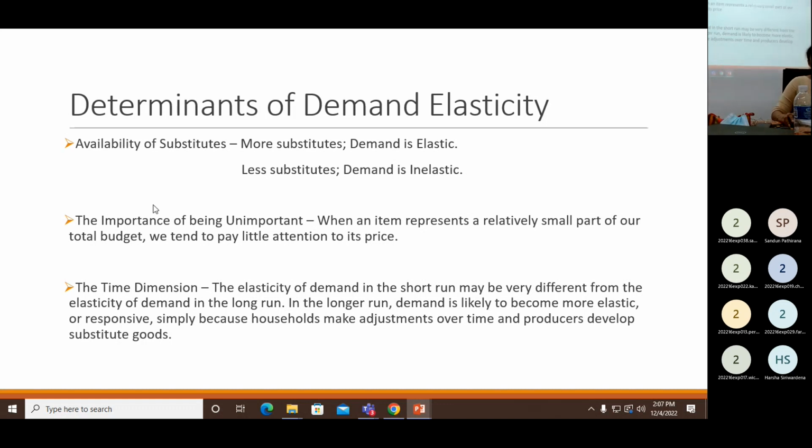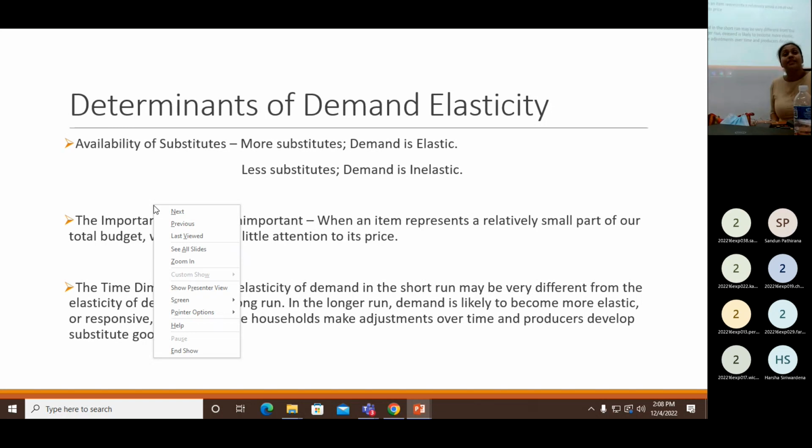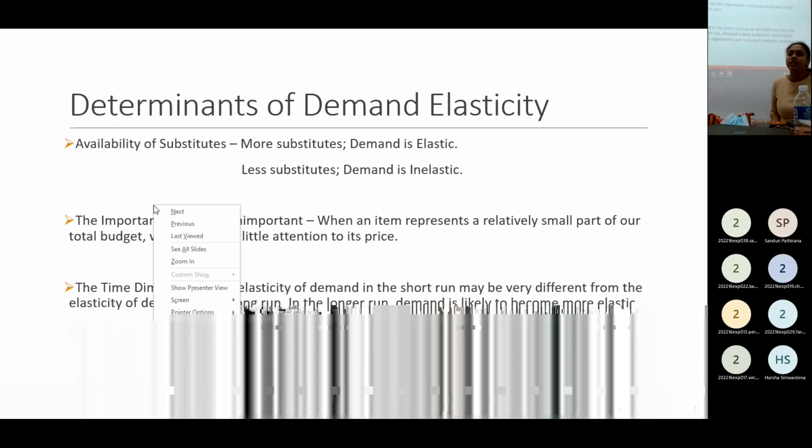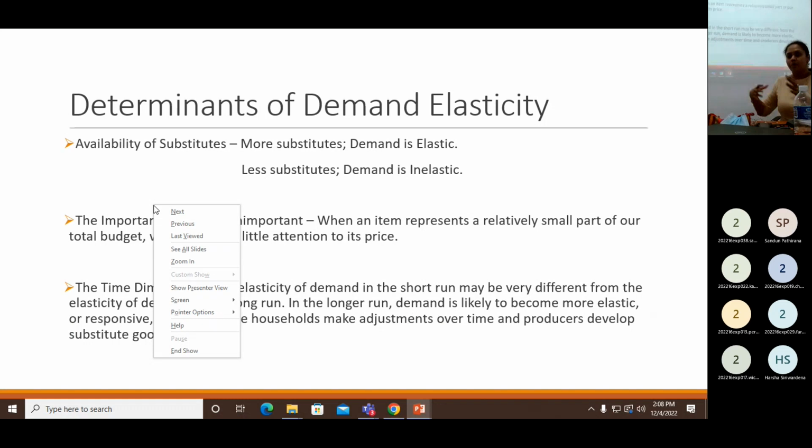Okay, so now we will look at determinants of demand elasticity. What are the factors which will determine the elasticity of certain goods? Earlier we said elasticity can vary from 0 to infinity, it can be any value. What are the factors which will determine this? Why would certain products have elastic demand, and why would certain products have inelastic demand?